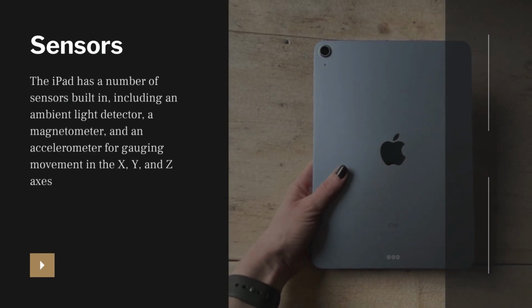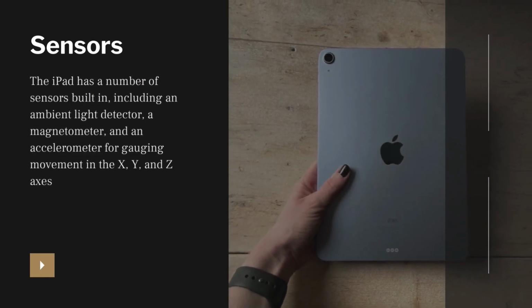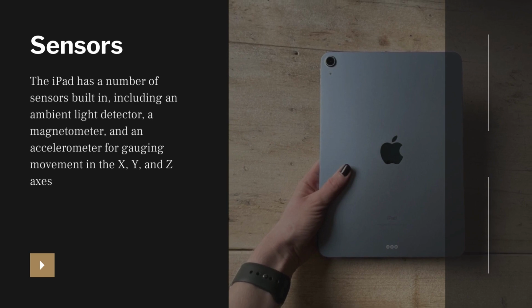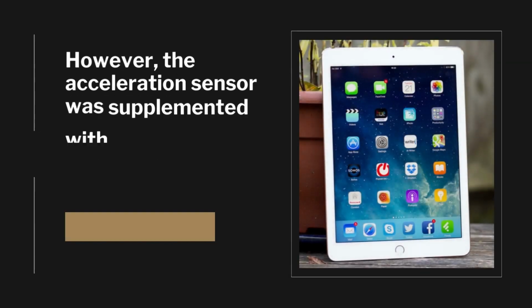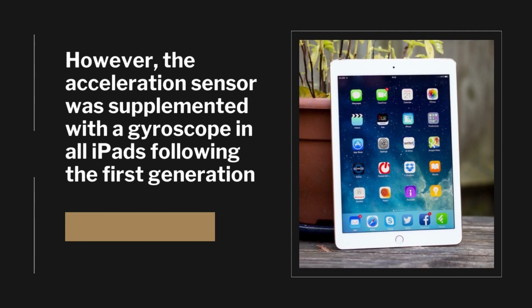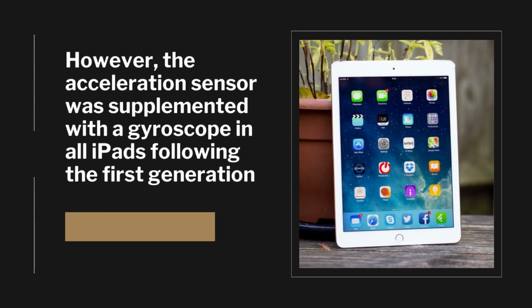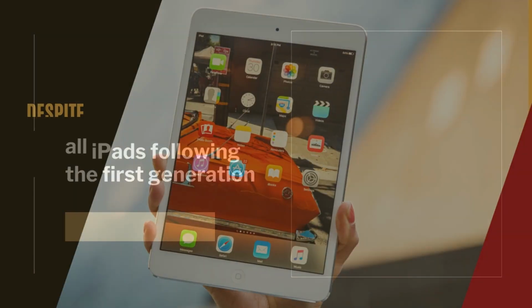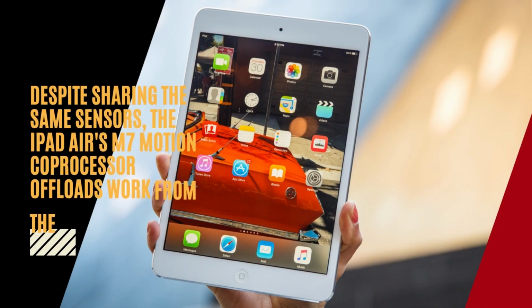Sensors. The iPad has a number of sensors built in, including an ambient light detector, a magnetometer, and an accelerometer for gauging movement in the X, Y, and Z axes. However, the acceleration sensor was supplemented with a gyroscope in all iPads following the first generation, allowing for the measurement of roll, pitch, and yaw. Despite sharing the same sensors, the iPad Air's M7 motion coprocessor offloads work from the A7 SoC so that it may focus on other tasks.